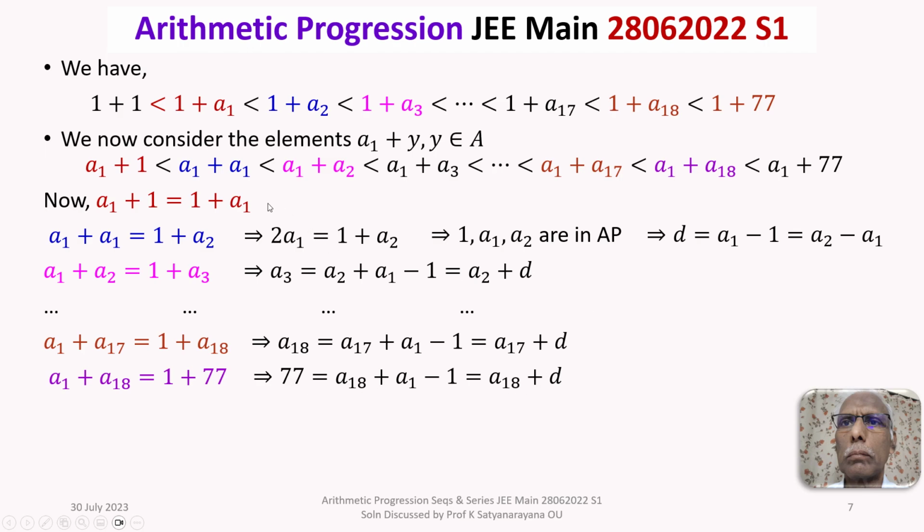So what does it say? All this tells you that 1, A1, A2, etc., A18, 77 are in arithmetic progression. Now the problem has become easy. Now we are required to find the value of A1 plus A2 up to A18. That we will do in the next slide.